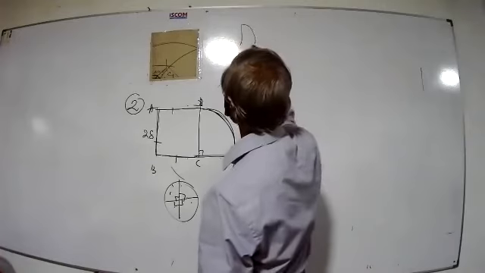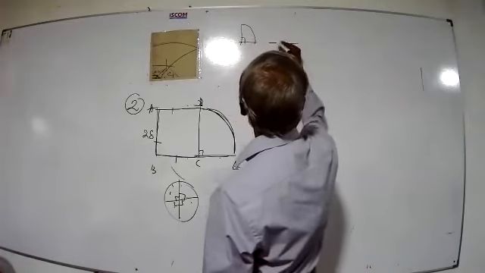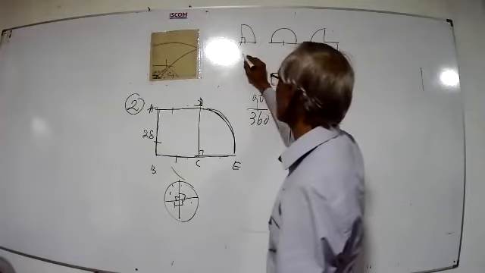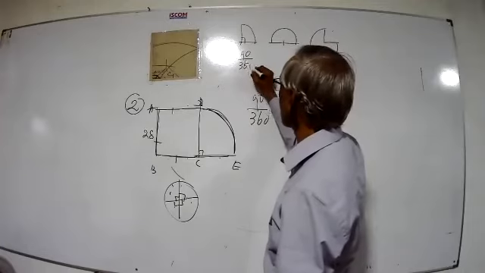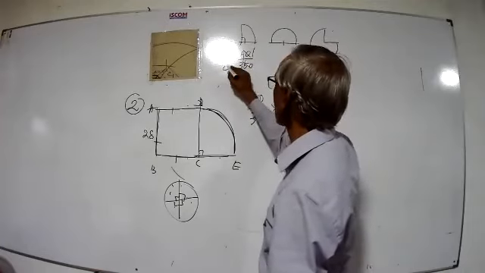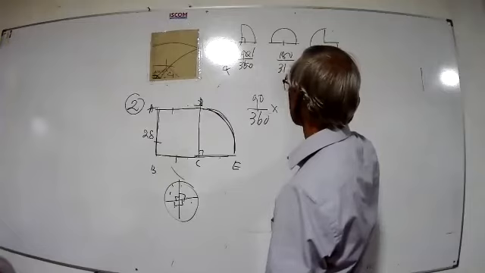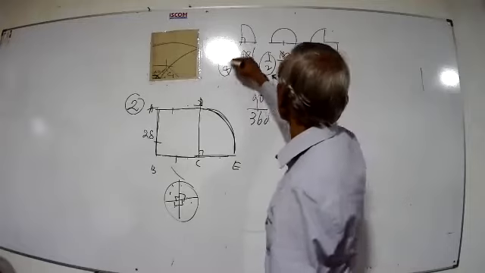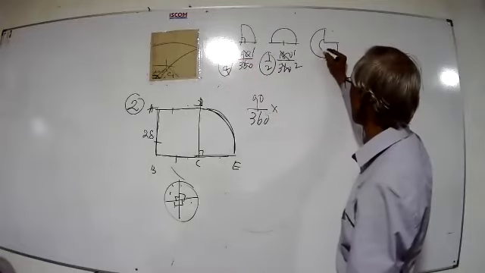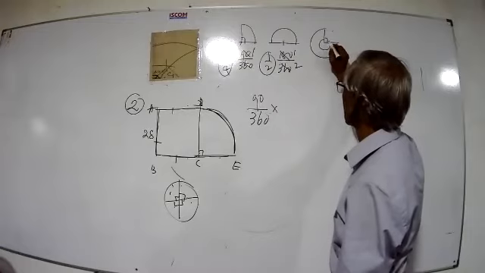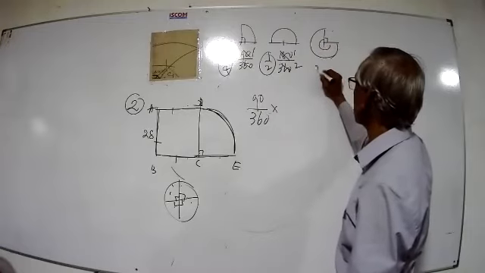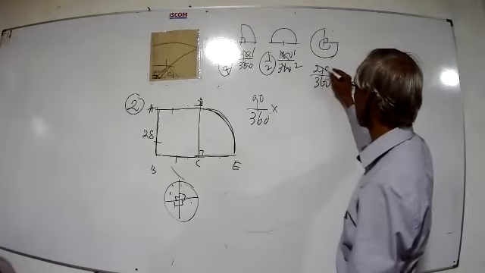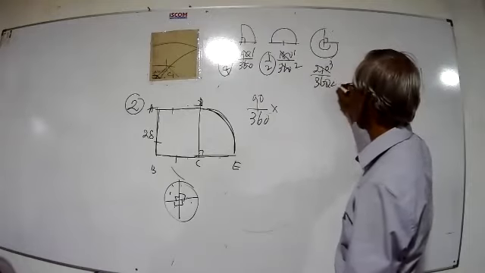A special case here: a half circle and 3/4 of a circle. 90 upon 360, straight away 1/4. 180 upon 360, straight away half. And 270 upon 360 is 3/4.